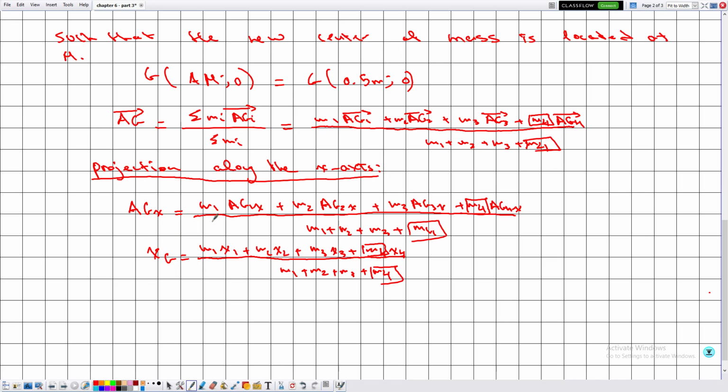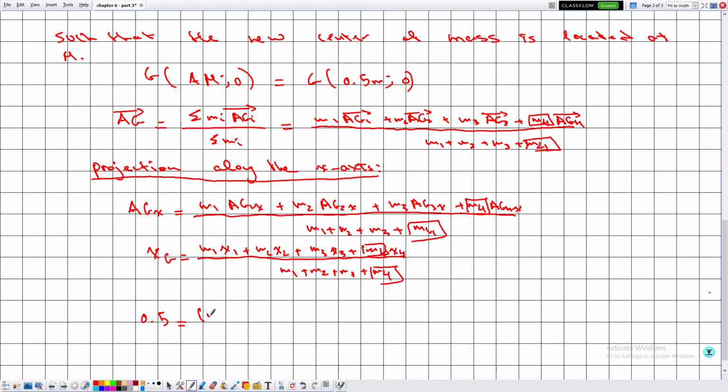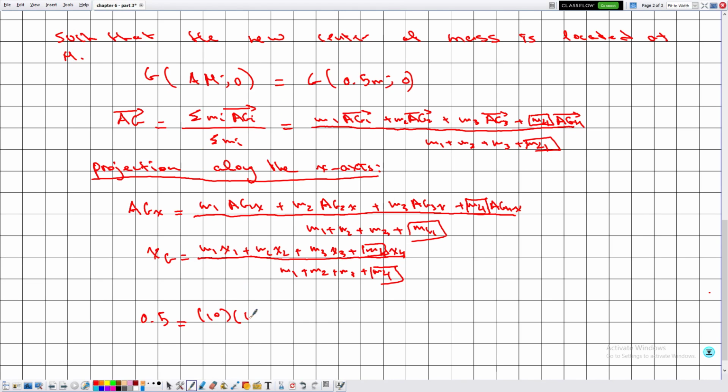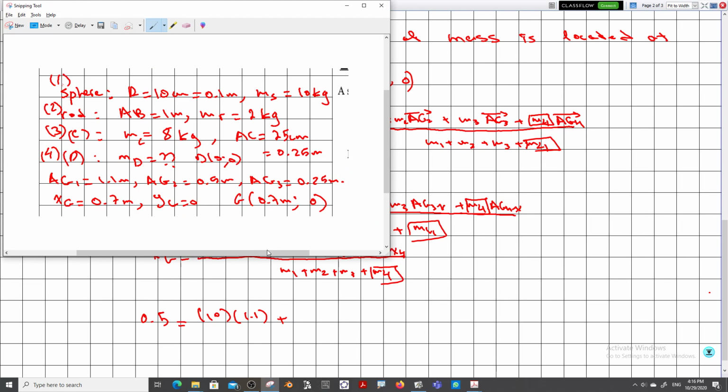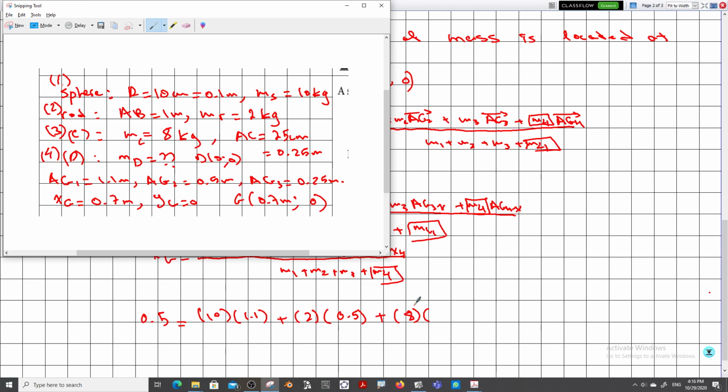Now the value of the new xg is given by 0.5, which is equal to the value of m1, which is 10, and the value of x1 is given by 1.1. The value of m2 is given by 2, corresponding to the mass of the rod. x2, which is equal to ag2, is equal to 0.5. m3 corresponds to 8, and ag3 is equal to 0.25.